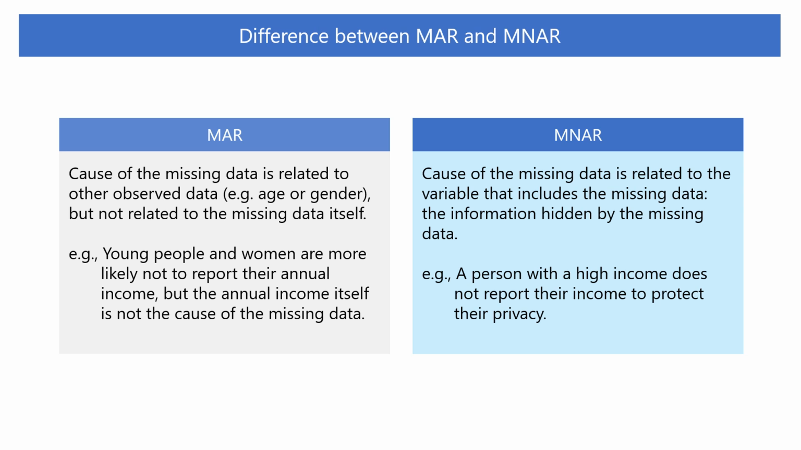An example of MNAR is when a person with a high income does not report their income to protect their privacy. In this case, the reason for the missing income data is that the person has a high income. In other words, the missing income itself is the cause of the missing data.